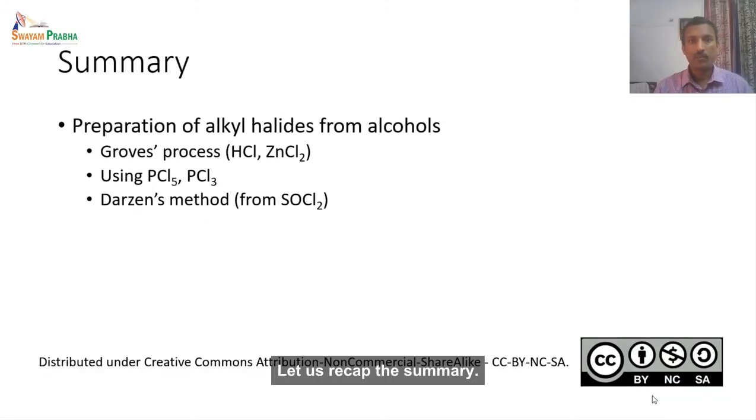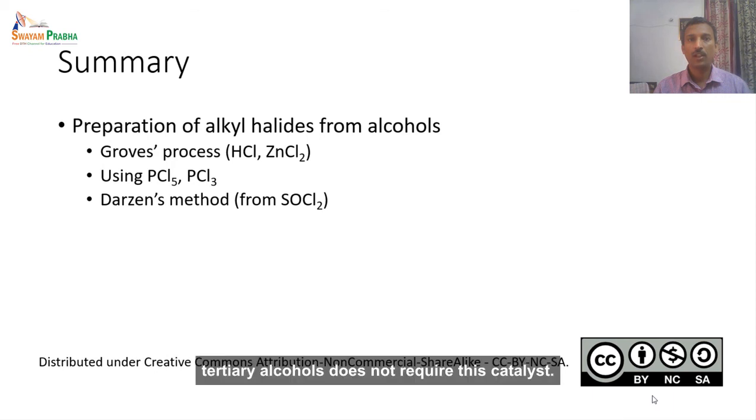Let us recap the summary. We had seen the preparations of alkyl halides from alcohols, mainly primary, secondary and tertiary alcohols. We had seen Grove's process where we employ HCl and zinc chloride. The zinc chloride used is a Lewis acid, and the use of zinc chloride is preferred for the preparation of primary and secondary alkyl halides.